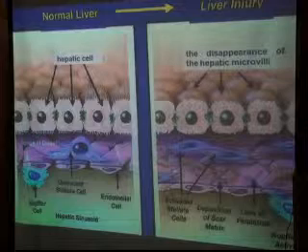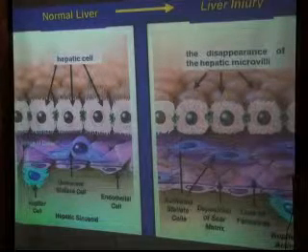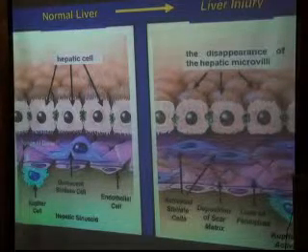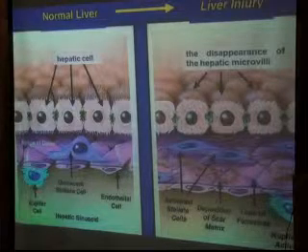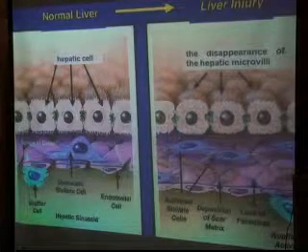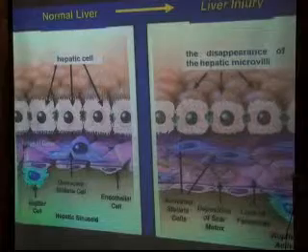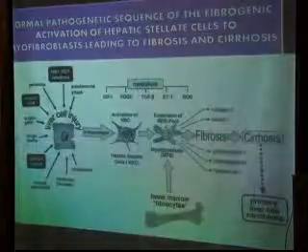The hepatocytes lose their microvilli, there is loss of fenestration in the endothelial cells, and the contraction of the hepatic stellate cells causes increased resistance to blood flow, causing portal hypertension.